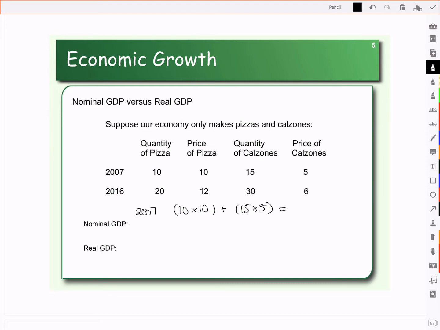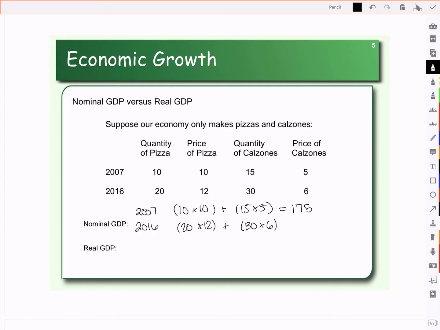So we do that and we find out that our nominal GDP, the total value of everything that we made and sold, was $175. Now we can find the nominal GDP for 2016. Again, nominal GDP is the current quantity in the same year's prices, or the market prices.